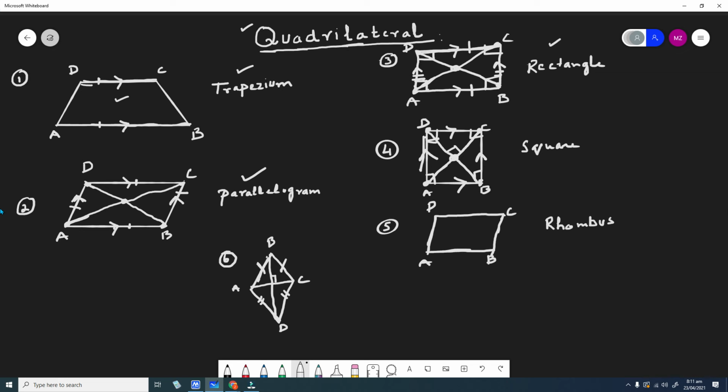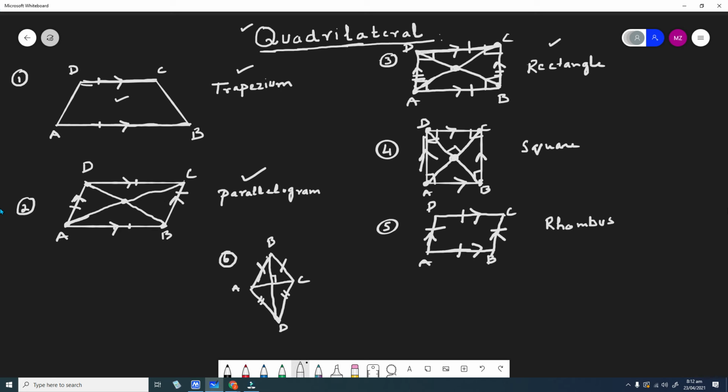The fifth figure is called a rhombus. When will it be called a rhombus? When all its sides are equal. That is, this side, this side, this side, and this side, all these sides are equal. And two pairs of sides are parallel. That is, DC is parallel to AB and AD is parallel to BC.